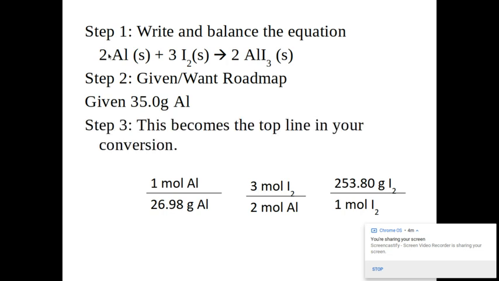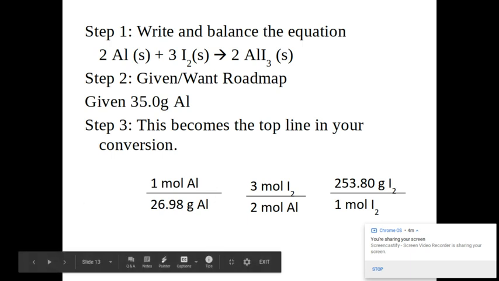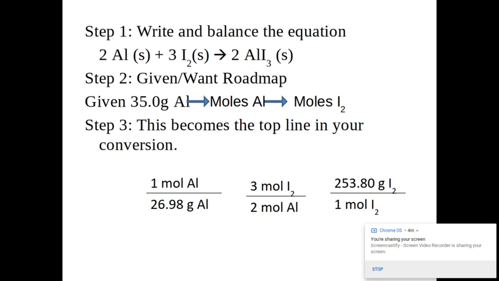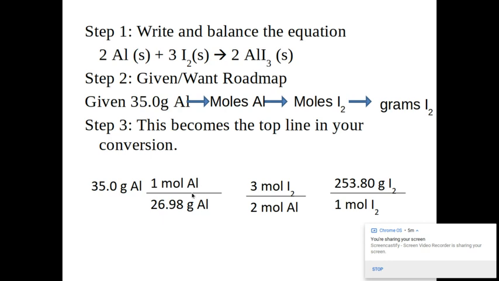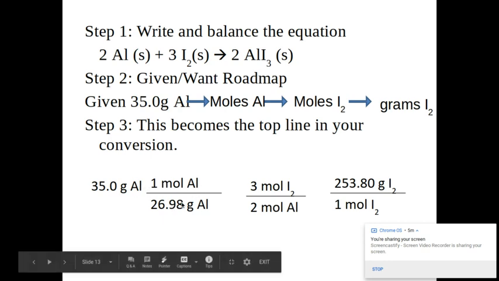So let's take a look at some of these conversions down here. We're going to figure out the moles of aluminum, then the moles of iodine, then the grams of iodine. Look down here. We start off with our 35 grams of aluminum. Then we use our molar mass: the molar mass of aluminum over 1 mole of aluminum. These cancel out, grams of aluminum. This is an equality equal to itself.